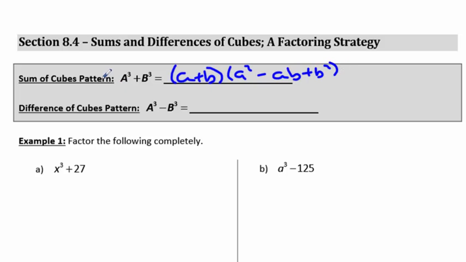You can factor a sum of cubes or a difference of cubes. The pattern for a difference of cubes is similar, but it starts off a minus b times a squared plus ab plus b squared. So they're very similar patterns. If it's a plus b, you start with a plus b. If it's a minus b, you start with a minus b.